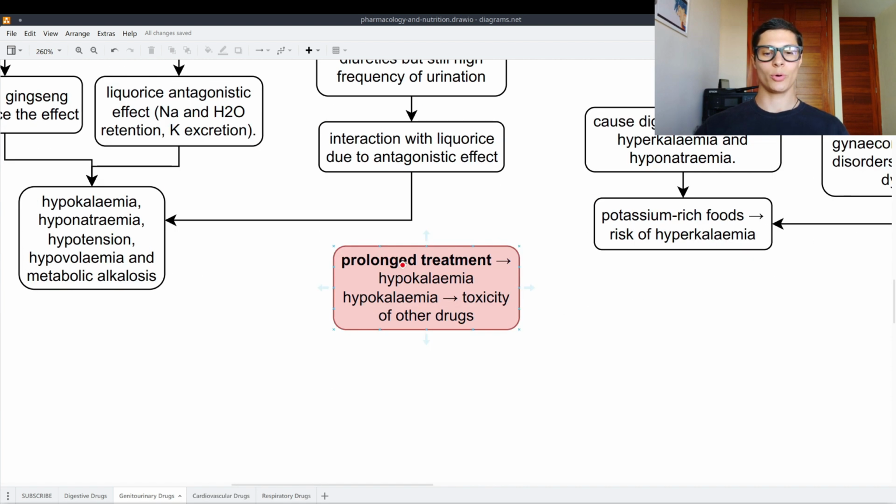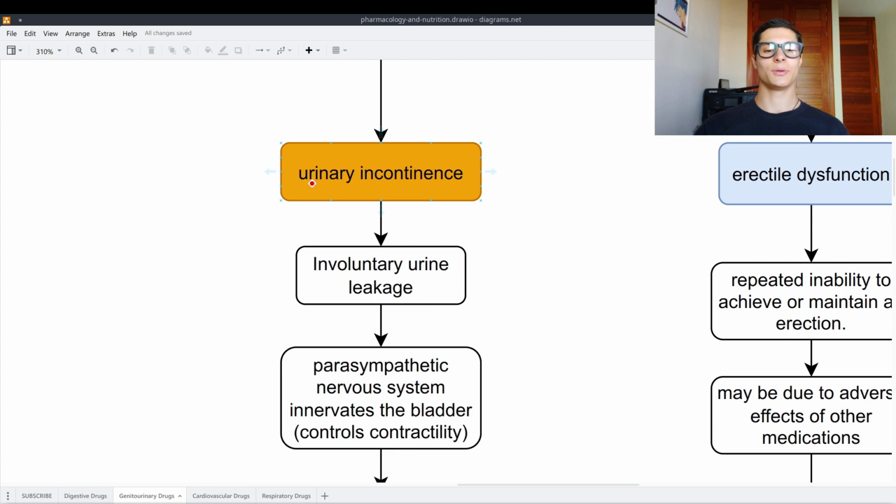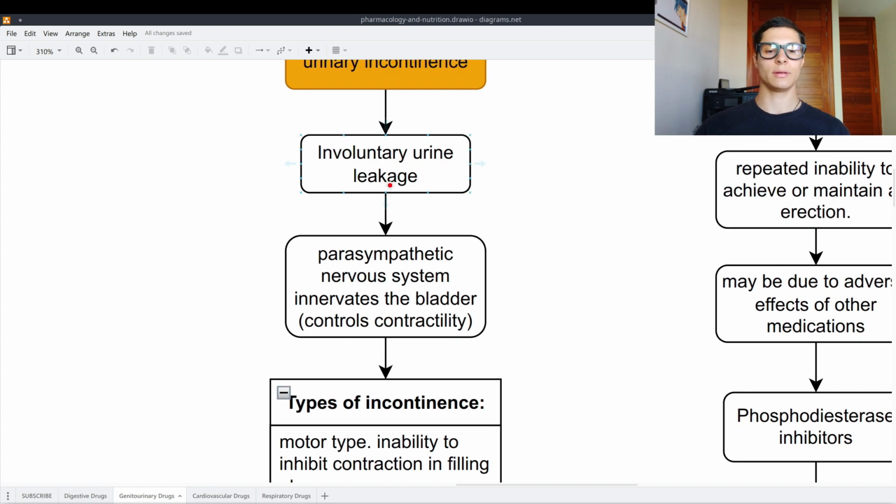As a general rule, prolonged treatment with diuretics will create hypokalemia, though not in the potassium-sparing diuretics. And the hypokalemia will increase the toxicity of other drugs. Now let's talk about urinary incontinence. It is the involuntary urine leakage.